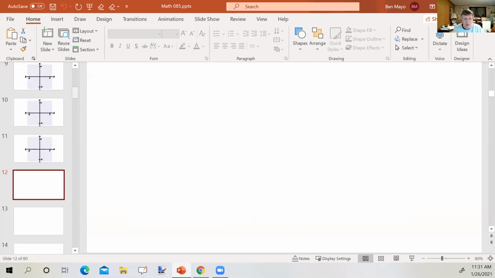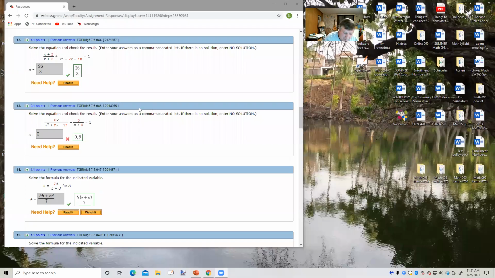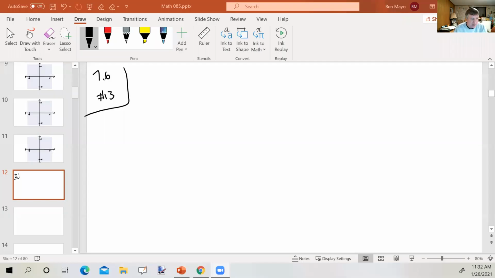First of all, I want to show this first question, number 13 on 7.6. The student had x equals 0 as an answer, which is a correct answer, but the solution shows that it should be 0 and 9. I just wanted to talk about that up front. Now let's go back and look at this situation and see what we can do with it. It says solve the equation and check the result.